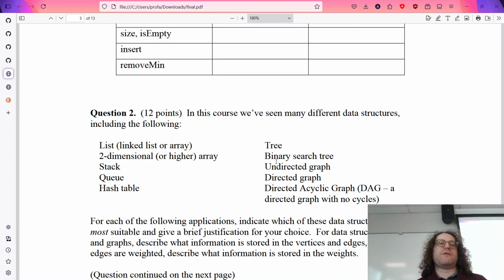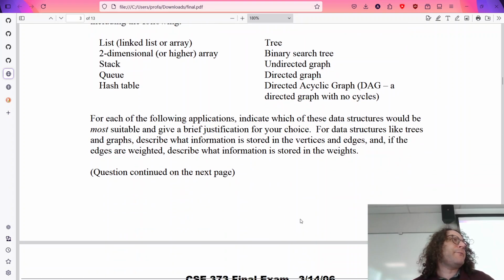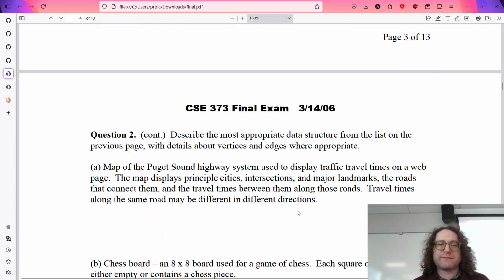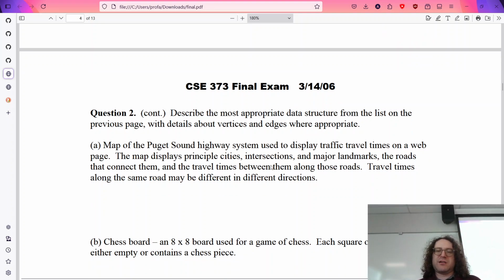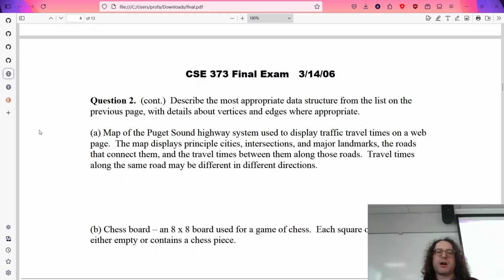All right. So for each of the following applications, indicate which of these structures would be the most suitable and why. If it's a tree or graph, give me information on what the nodes and the edges are. So a map of the Puget Sound highway system is used to display traffic travel times on a web page. The map displays the principal cities, intersections, the major landmarks, the roads that connect them, and travel times between them along those roads. Travel time along the same road may be different in different directions.